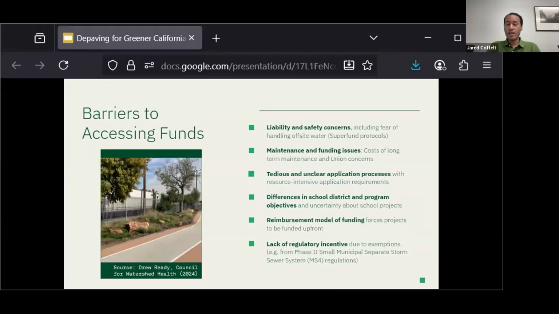And so why is that? Why do we have these funds that are out there, but schools aren't using them as much as they should? And I do want to mention that while this is based on stormwater management programs, this also applies to other grants of similar nature, including CAL FIRE grants. So what are these barriers that we're talking about? One of the biggest ones is liability and safety concerns, which is just a common thread with schools in California.